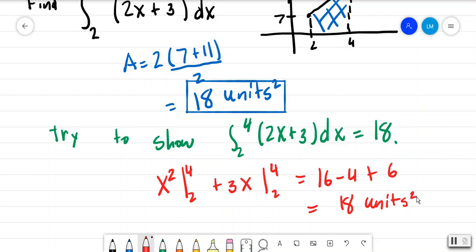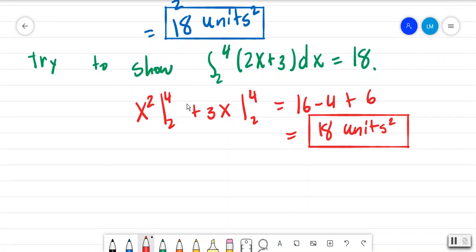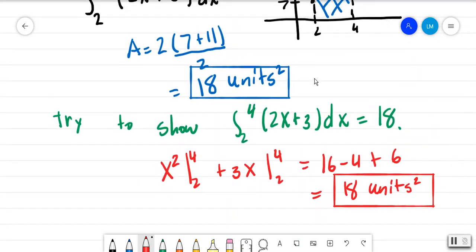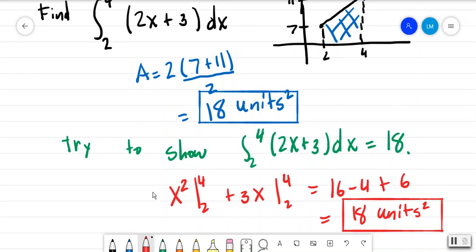So as you do these problems, you'll notice that you have your own preferred way of doing it. You can either use the Riemann sum, or you can use geometry, or you can use the antiderivative. This right here was actually me using the fundamental theorem of calculus, which is the next section. So yeah, this right here is equal to that.